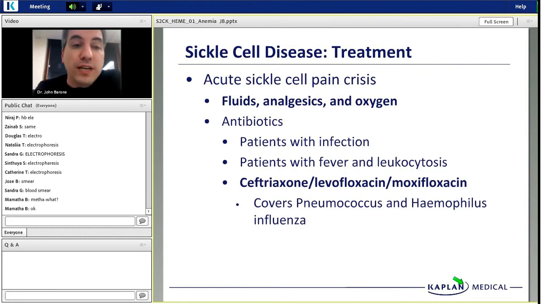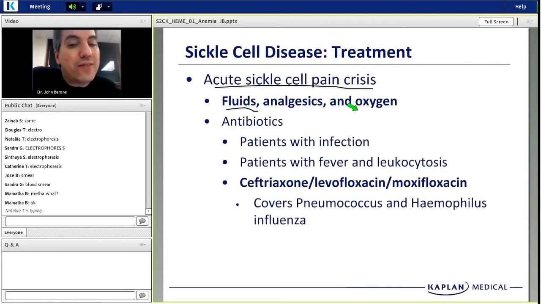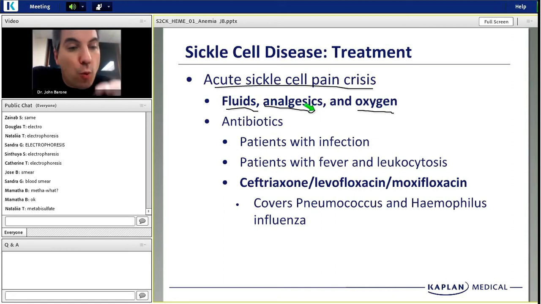All right, now treatment is very high yield for Step 2. If you come in with an acute crisis, we gotta hydrate you because dehydration was a trigger. We gotta give you oxygen because hypoxia is a trigger. And we're gonna give you analgesics, opiate-based, like morphine. Why?